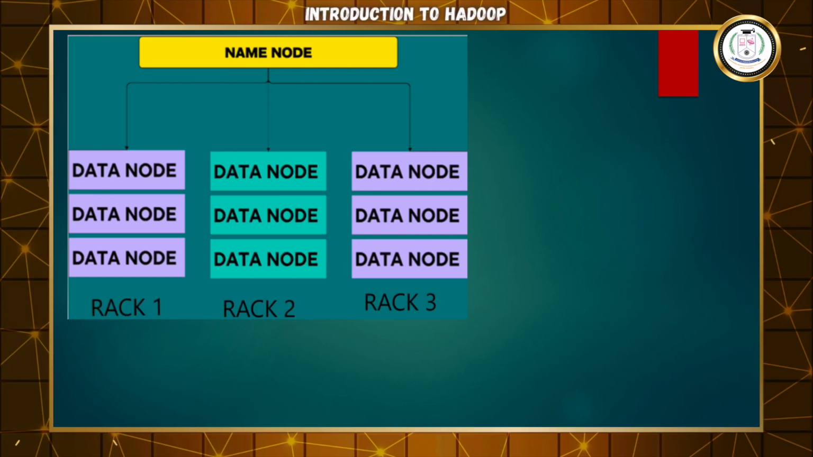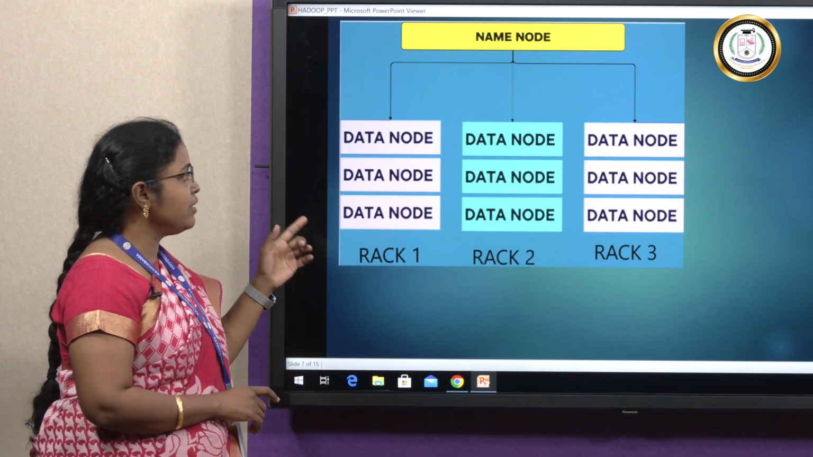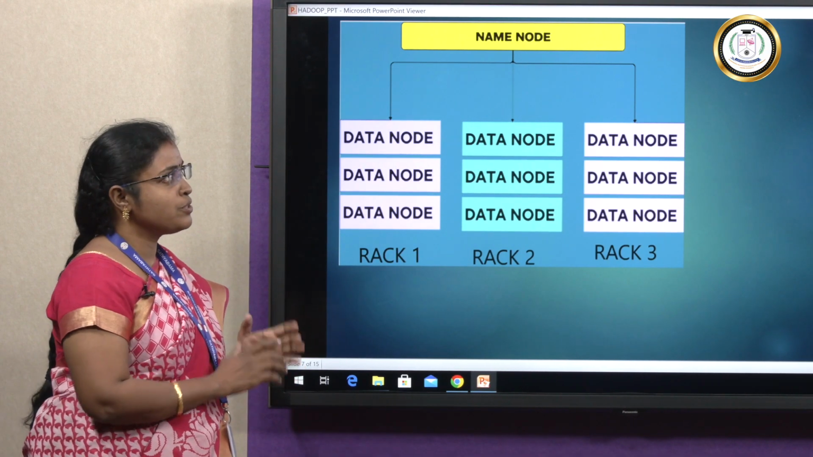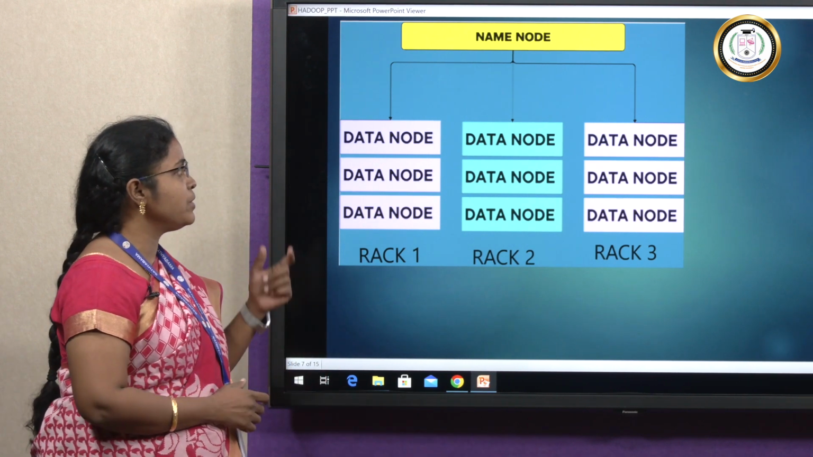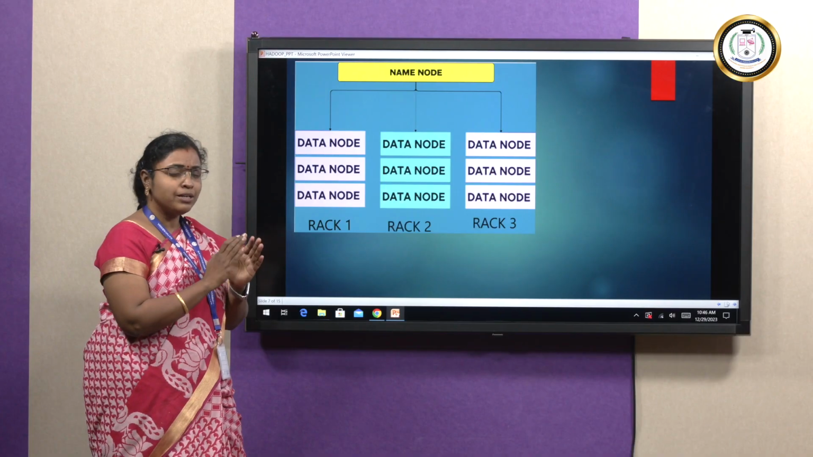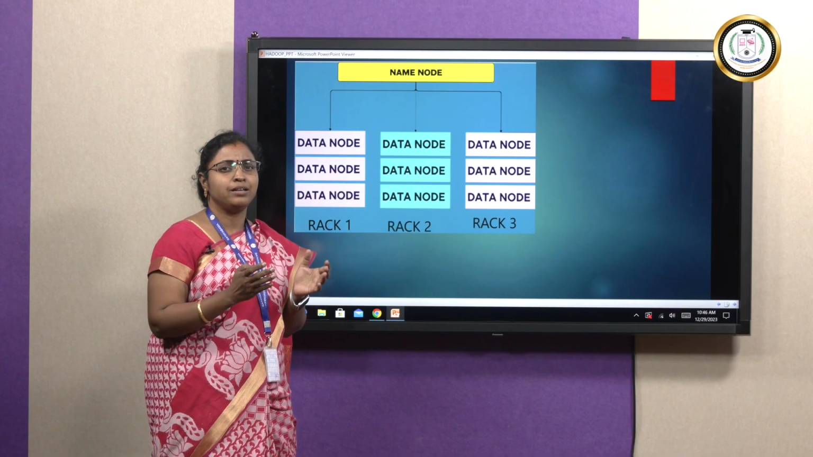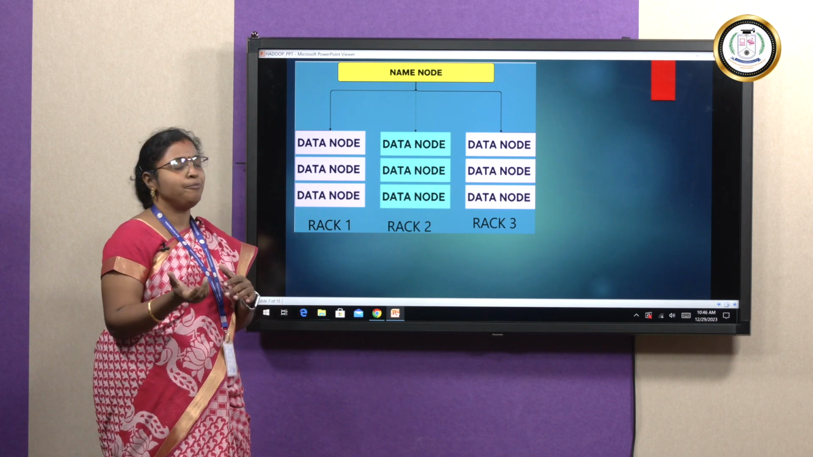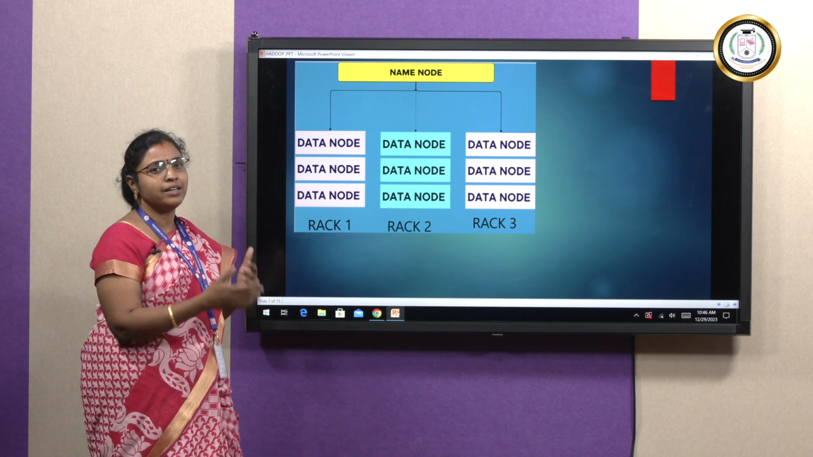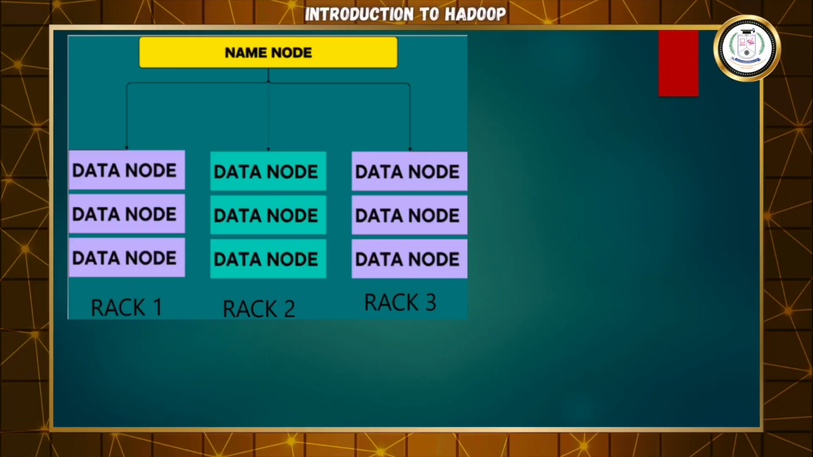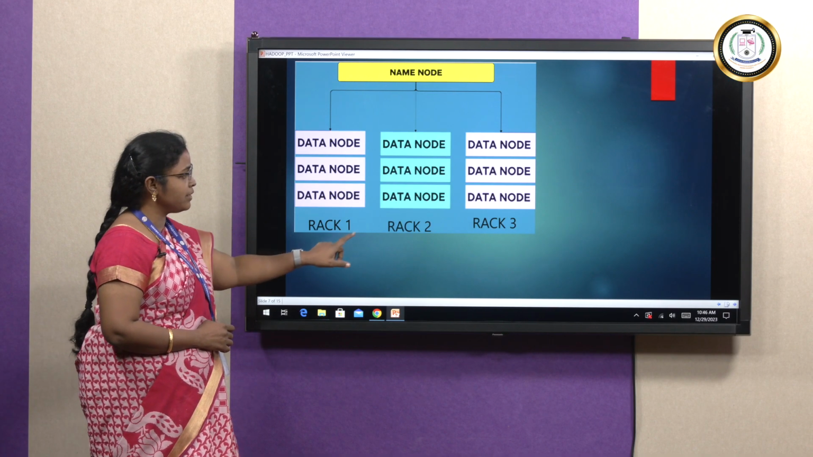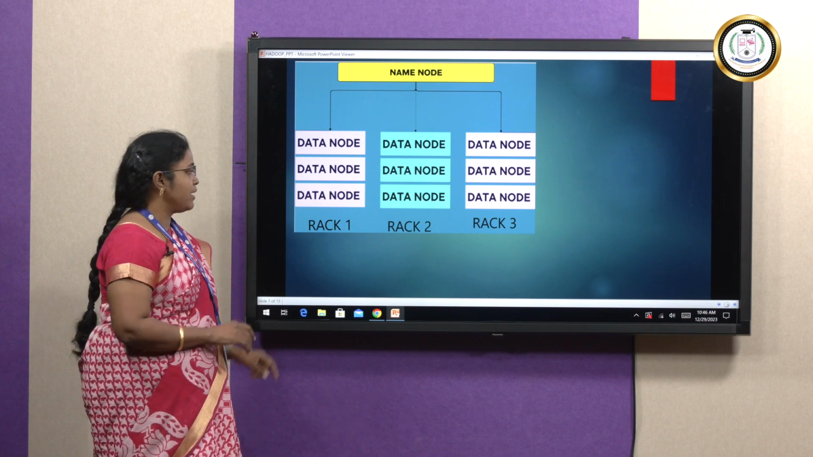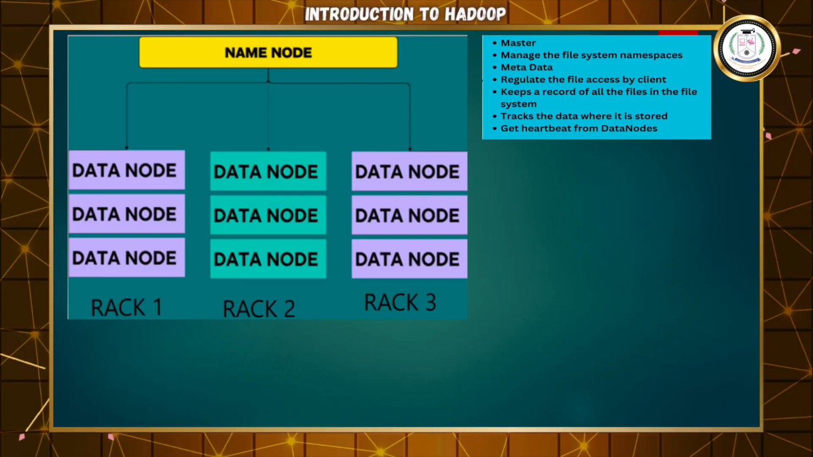There are two main components: one is the name node, another is the data node. The name node acts as a master node which collects all the information about the data nodes: how a particular file is separated into smaller blocks, and which block is stored in which data node. Depending upon the name node's instructions only, the data node works. Here a number of data nodes are available, collected in different racks. So this is the working principle of the name node.